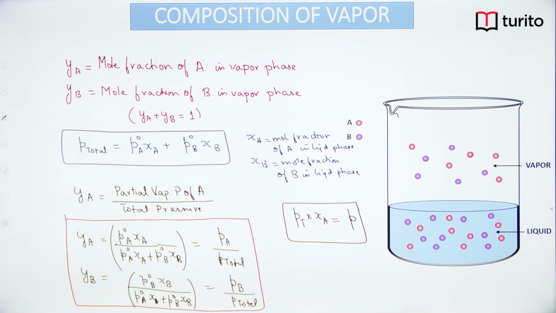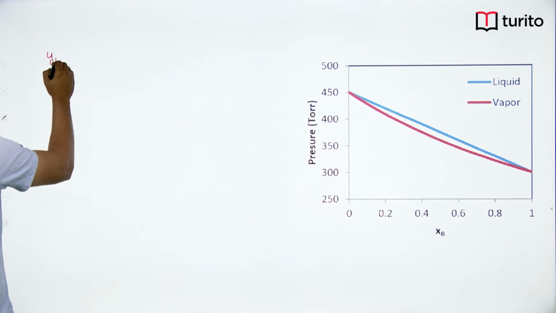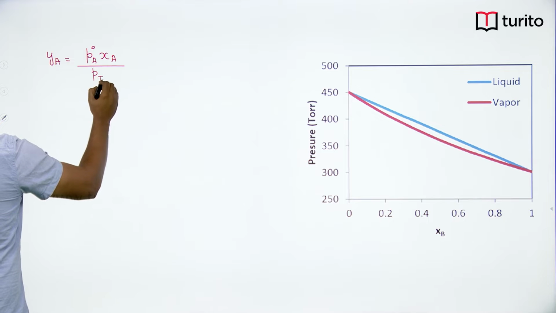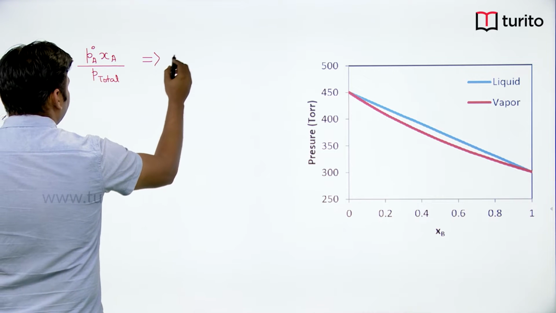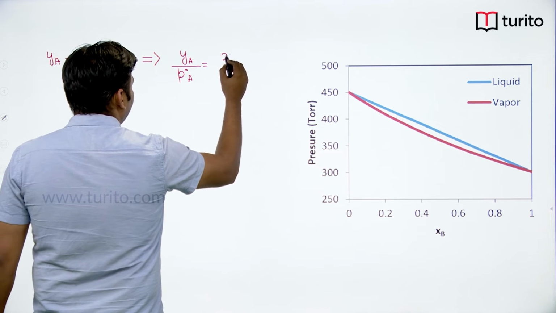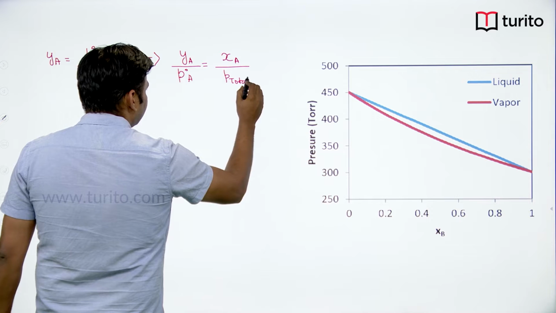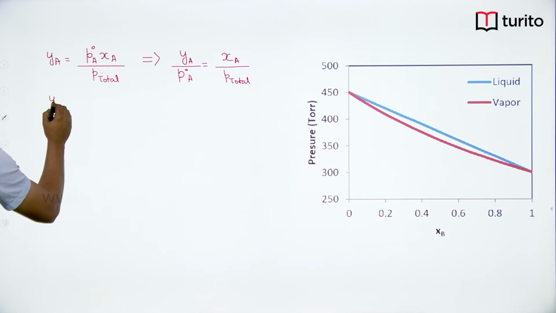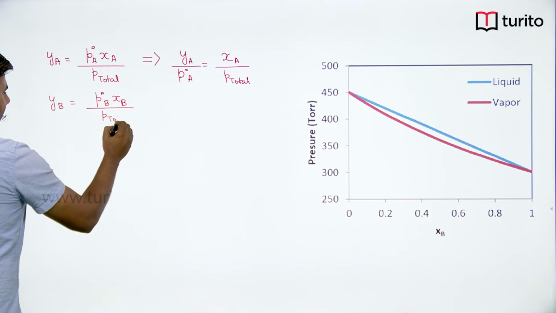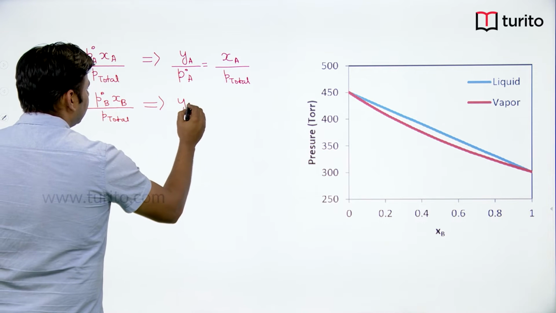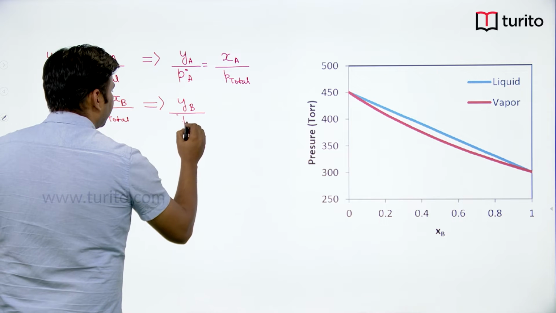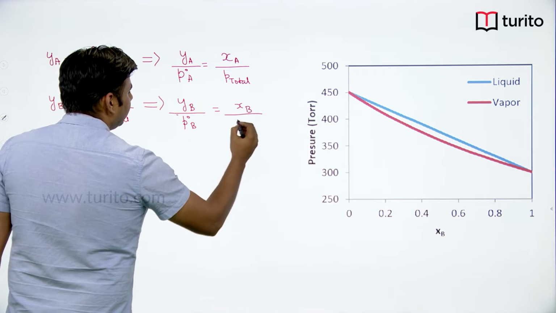Let us look at this expression. We have written YA equals P naught A XA upon P total. From this I can say that YA upon P naught A would be equal to XA upon P total. I am just rearranging this equation. Similarly, YB was equal to the partial pressure of B, which is P naught B into XB upon P total. So, we will take P naught B in the denominator, and we get YB upon P naught B equals XB upon P total.